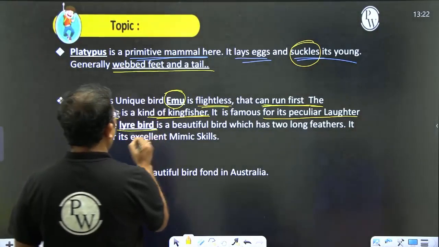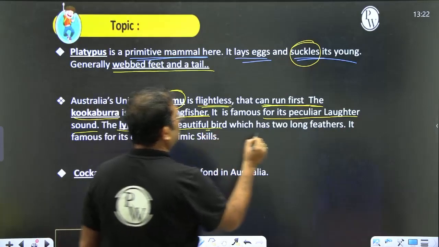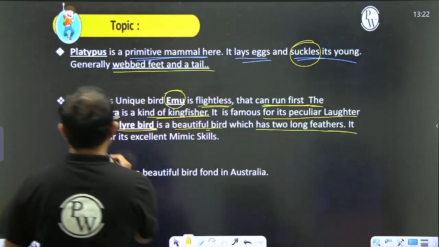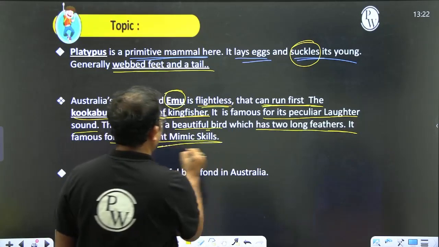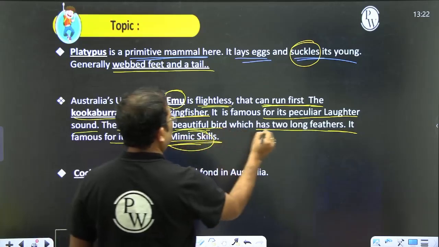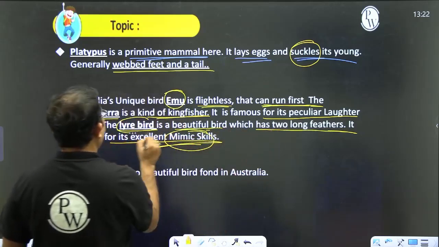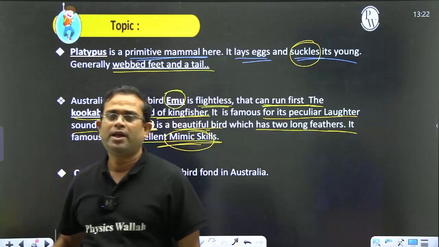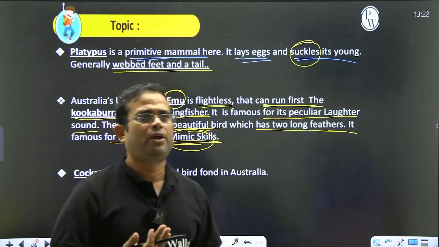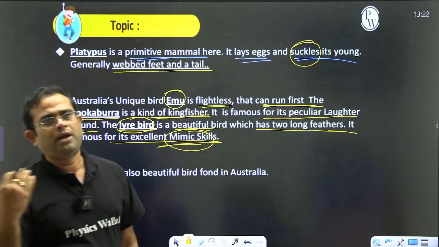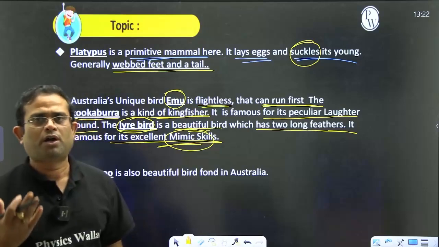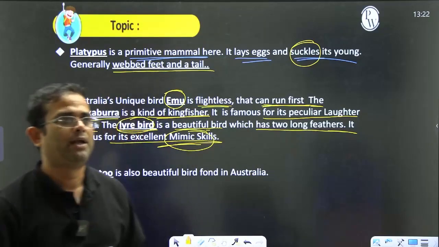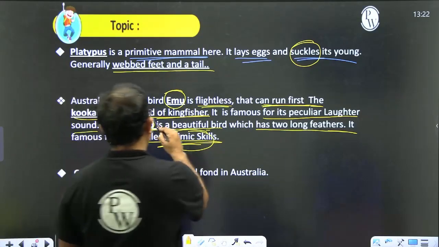The higher bird is a beautiful bird which has two long feathers. It is famous for excellent mimic skills particularly. That is the higher bird, which is a very beautiful bird. Mimic means mimicry, that if someone is speaking, it will copy that. This higher bird is doing that.